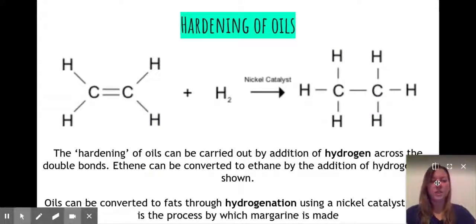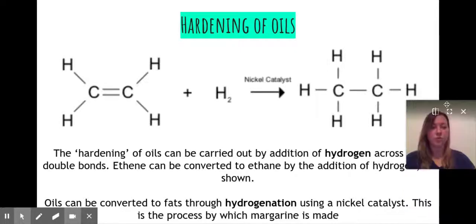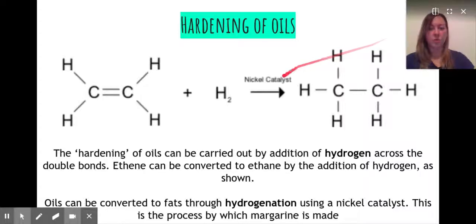Okay, hardening of oils then. Just as it sounds, this is a process that we use to convert the oils into fats. We're taking something that is unsaturated, so our oils are unsaturated, and we add hydrogen across the double bond. We've done this before in National 5. This is an addition reaction, and because we're adding hydrogen, it's called hydrogenation.